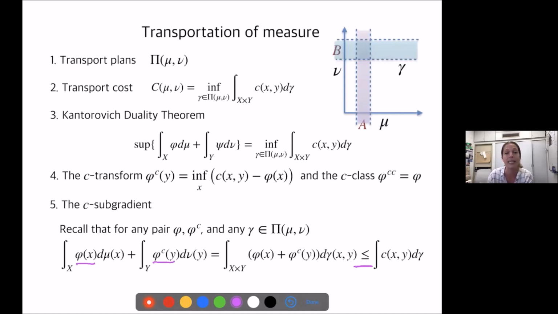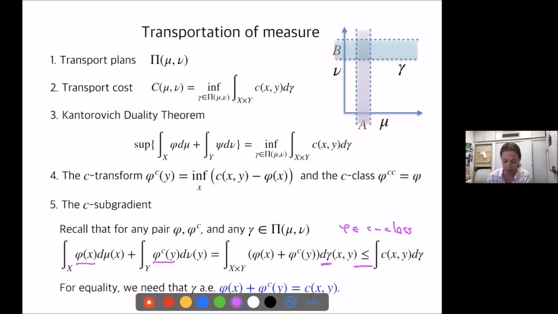I can even do this again: I can look at phi^cc and phi. This is why I'm only looking at phi and phi^c, and I'm actually assuming that phi is in the C class, because I will anyway want to take a function in the C class. It's just going to make it bigger. Okay, so if I want to have this as an equality, then I see immediately that I need phi(x) plus phi^c(y) to equal c(x,y). But I don't need it to be equal everywhere. I need it to be equal gamma-almost everywhere.